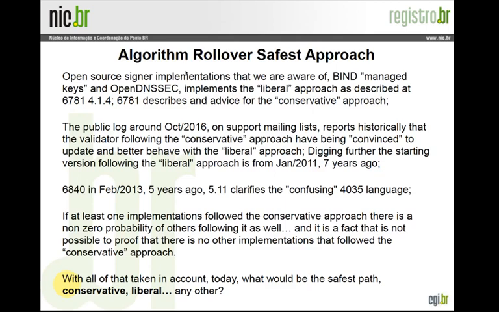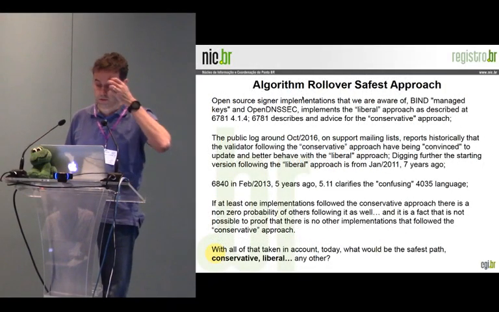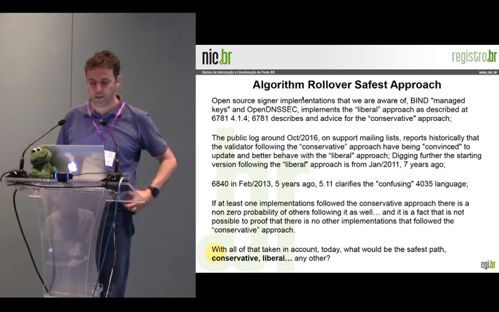So we have this public log in October 2016 talking about the problems that we had in the past with the algorithm rollover. And apparently, digging a little bit further, this was fixed 7 years ago. But 608040 is a document that I got to know yesterday that clarifies the language in 4035. So it's a 5 years ago document yet, already.